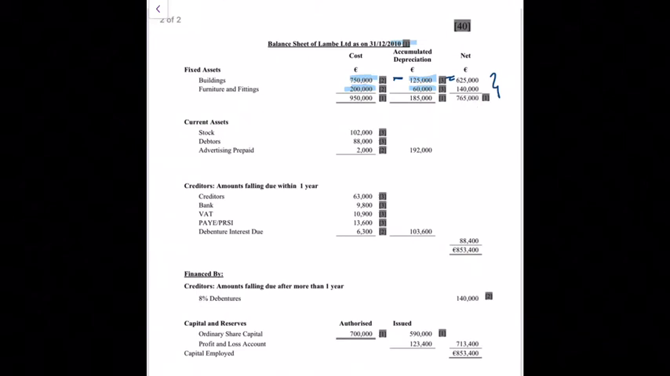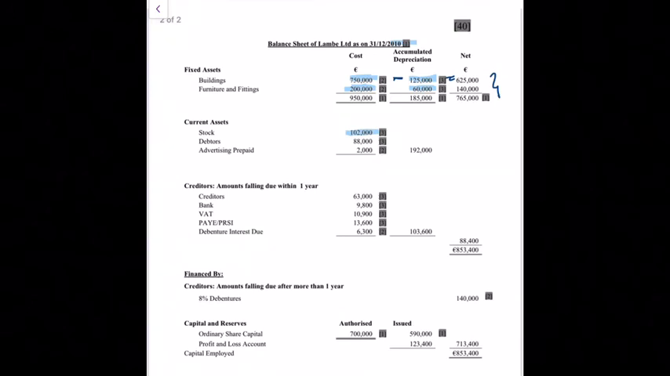Then we've got our current assets. We only have 3 assets. We've our stock, and that's the combined stock, so you're not showing the two stocks separately. You need to add them together, the 63,000 and the 39,000 euro. Be careful of that. Our debtors is coming from our trial balance, 88,000 euro.